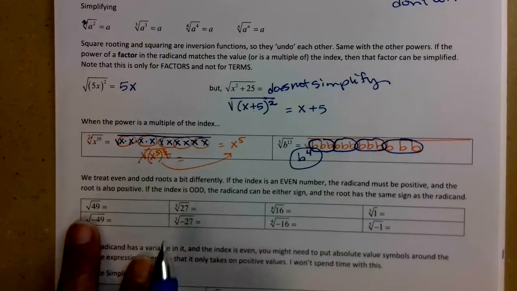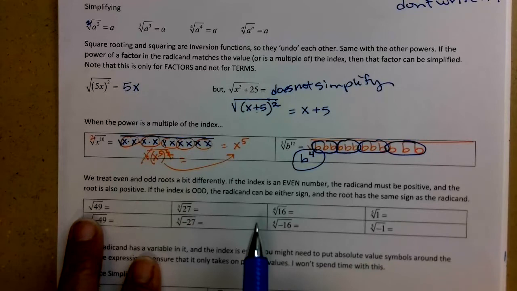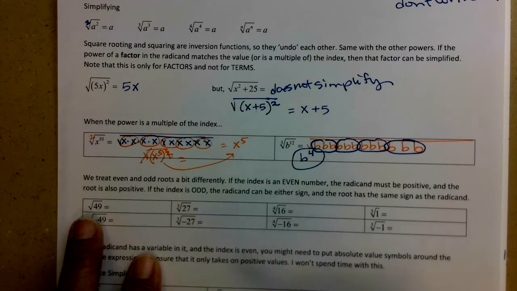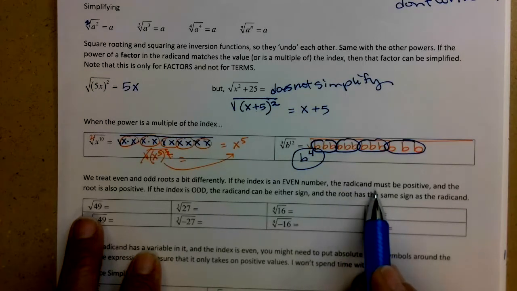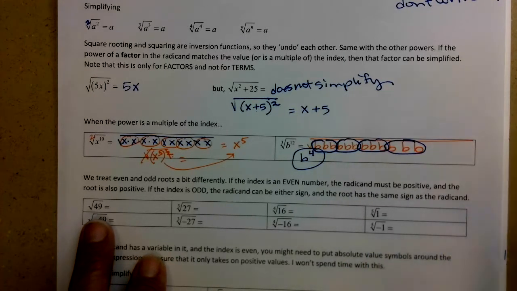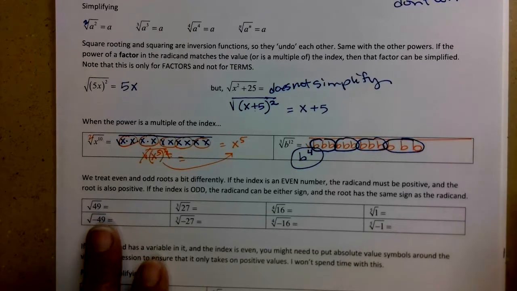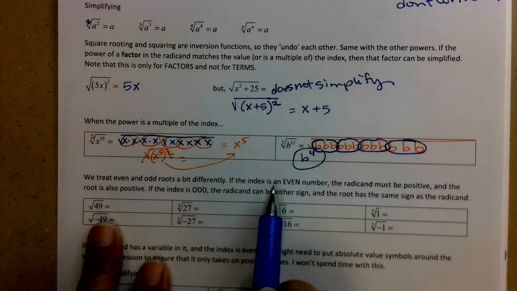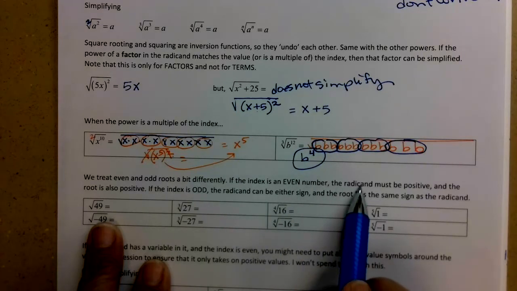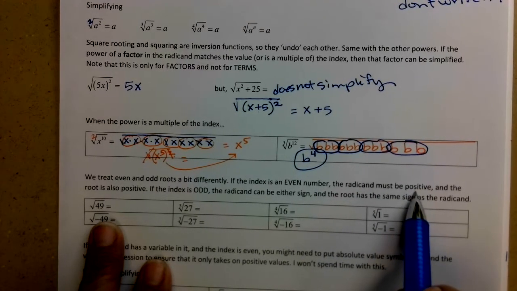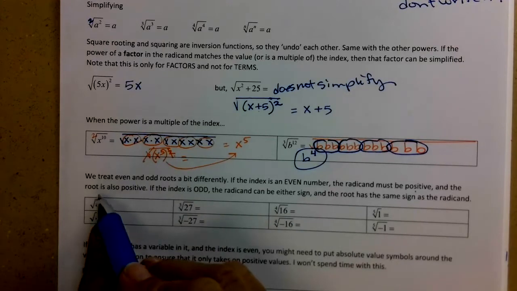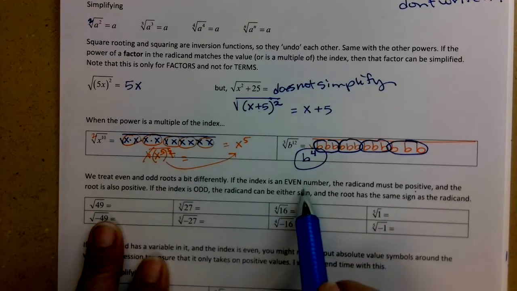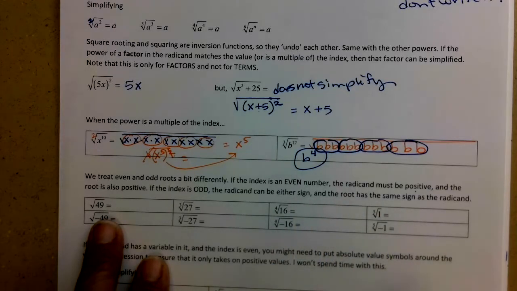So we're going to treat even and odd roots a little bit differently from each other. If the index is an even number, so 2, 4, 6, then the radicand must be positive. And by positive, I really mean non-negative. You can have it be 0. So again, if the index is even, the radicand has to be greater than or equal to 0, and your root is also greater than or equal to 0. Okay, so even index, everything's positive.